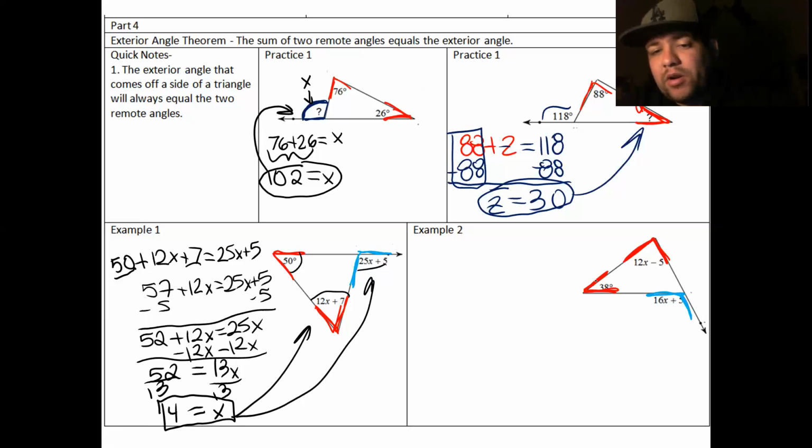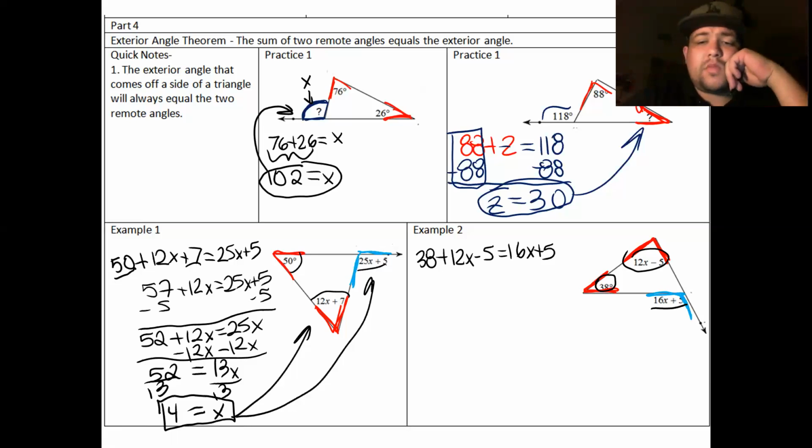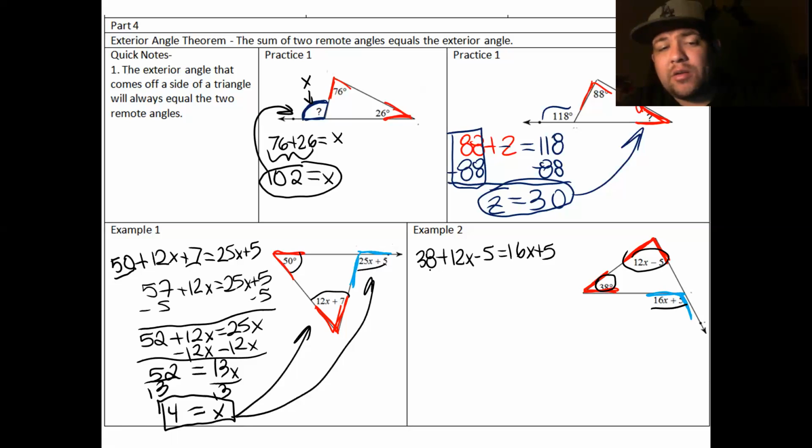The last problem that we're going to do for this review is 38. We're going to do example number 2. So 38, 12x plus 12x minus 5 is equal to 16x plus 5. So we're getting those values right there. We want to combine like terms first, which will give me 33 plus 12x is equal to 16x plus 5.